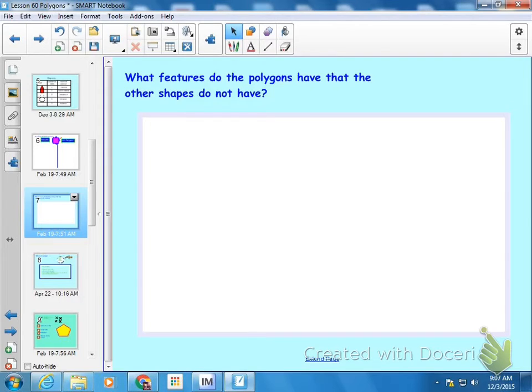What features do polygons have that other shapes do not have? I want you to think about this. Look in your notes, and I want you to write this down and brainstorm on this. Pause the video, write down some ideas of what features polygons have that other shapes do not.